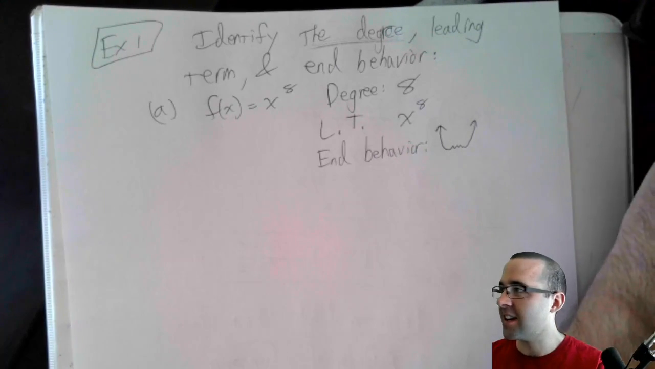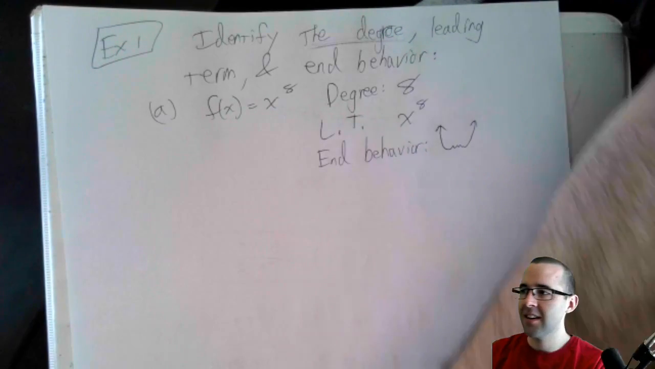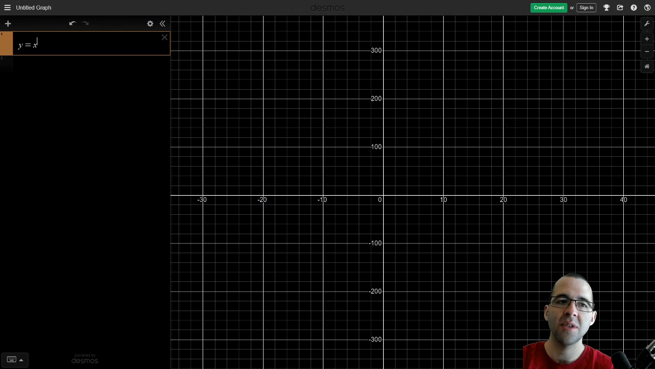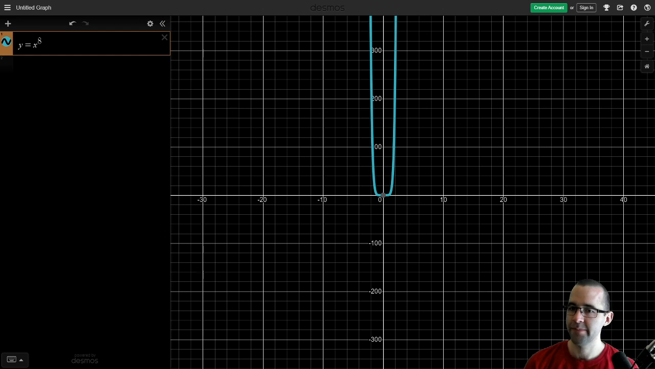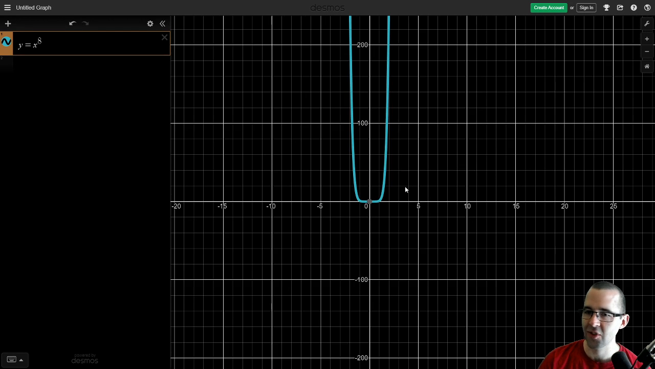So let's do it. We said the end behavior should go like this. So does it? Graph it. Y equals x to the eighth. Yep. Yes, it does.